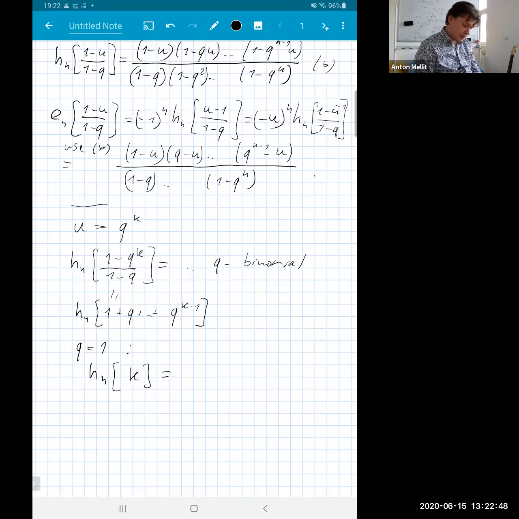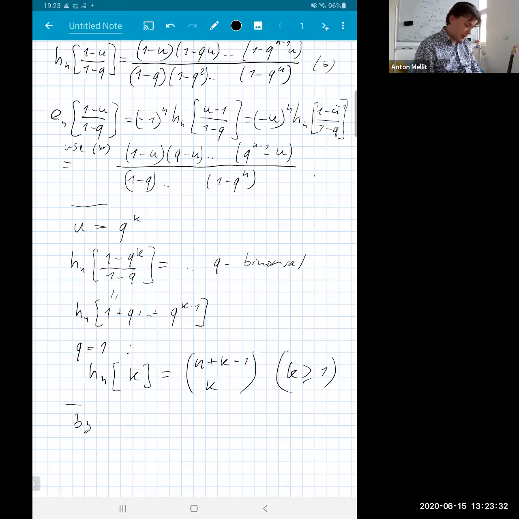h_n of k becomes n plus k choose k. Oh no, n plus k minus 1 choose k, right? If I set u equals q to the k, plug it in, I get the product up to q to the k plus n minus 1. So I get this. And now this holds for all positive integers.